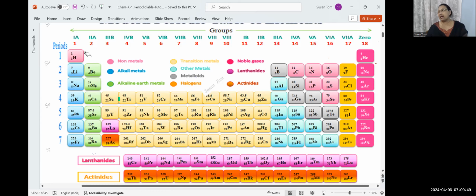Out of which, in class 10, we cannot give all 118 elements for you to learn. So some specific elements are given for you to learn: elements up to 20. Group 1 elements, group 2 elements, group 17 elements and group 18 elements. Group wise, row wise, you need the first 3 periods and the 4th period up to potassium and calcium. Till here it's okay, till the end. Because many questions will be based on the position.